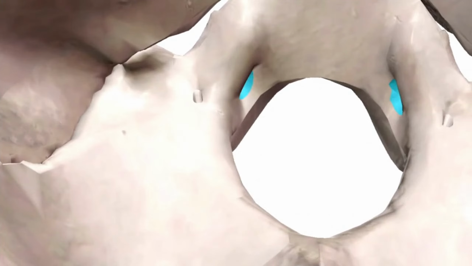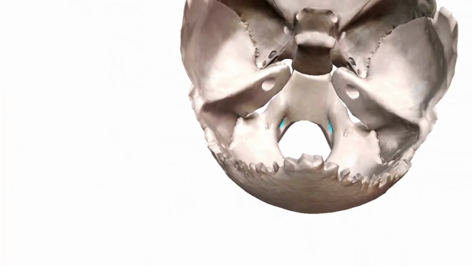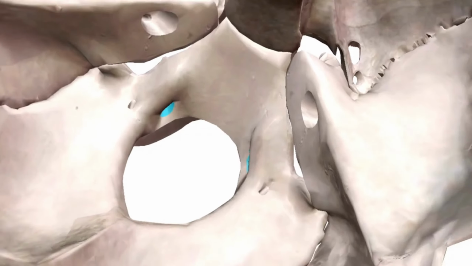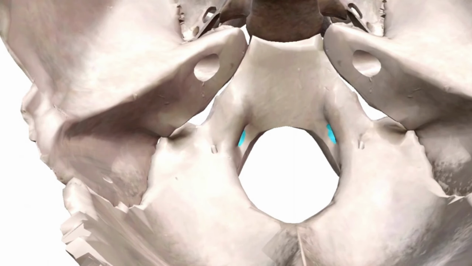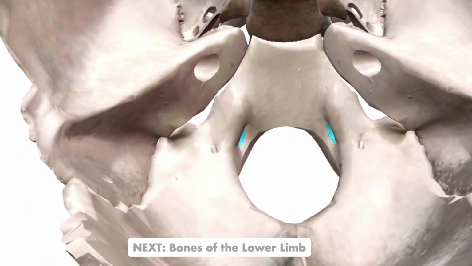How about here? Now zoom out and zoom back in. That's right, hypoglossal canal, right? Good. Hypoglossal canal is for cranial nerve number 12. Good. And what's the name of that nerve? Yeah, hypoglossal nerve, right? Hypoglossal nerve.